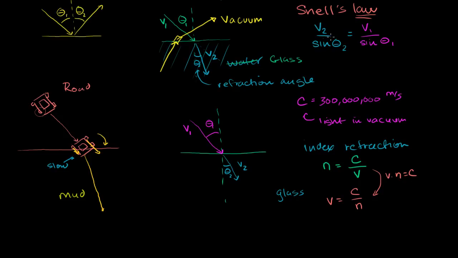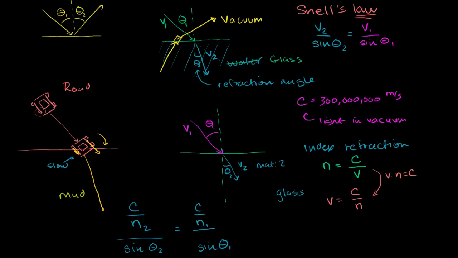So I can rewrite Snell's law over here. Instead of writing v2 there, I could write the speed of light divided by the refraction index for this material right here. So I'll call that n2. This is material 2 right over there. That's the same thing as v2 over the sine of theta 2 is equal to v1, which is the same thing as c divided by n1 over sine of theta 1.